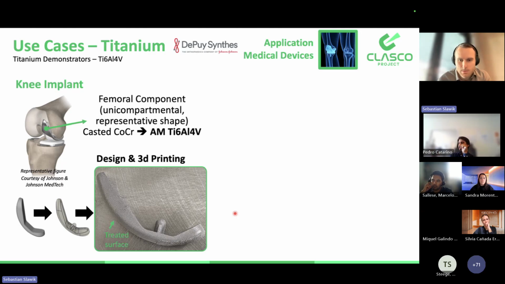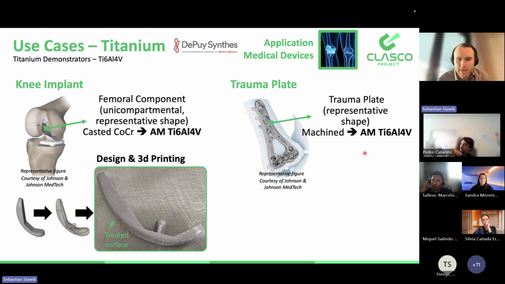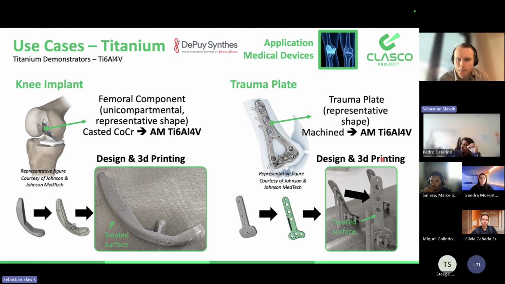The second use case is the trauma plate. It's used to be attached on bone to help the bone healing by itself. This is a representative shape. Previously, it has been machined. Now, the project aims to produce it from additive manufacturing. We also designed this part, optimized the design, and finally, we 3D printed these parts. And for example, here is afterwards the treated surface that we treat in the Glasgow project.